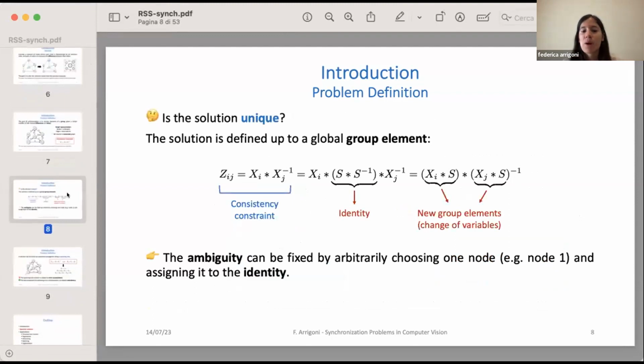The solution to this problem is not unique because it's defined up to a global group element. And this can be easily seen from the fact that we can multiply all the elements by the same quantity, and this quantity simplifies in the product. And hence, starting from a solution, we can get many other solutions. However, this is not a problem in general, since we can easily fix this ambiguity, for example, by fixing the value of one node and setting it to the identity.